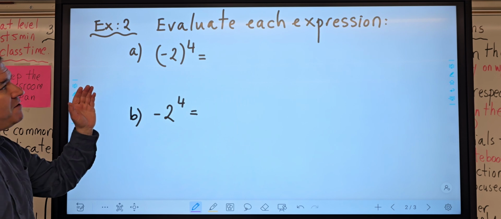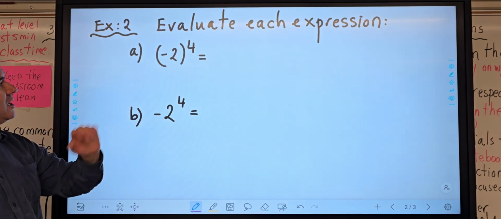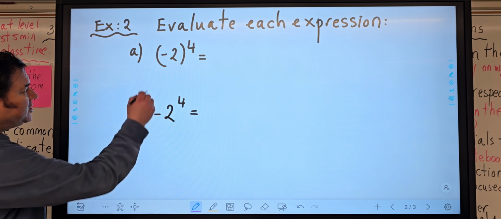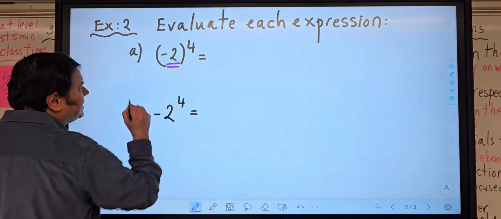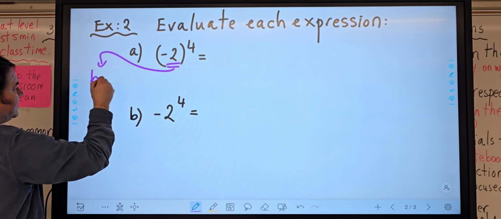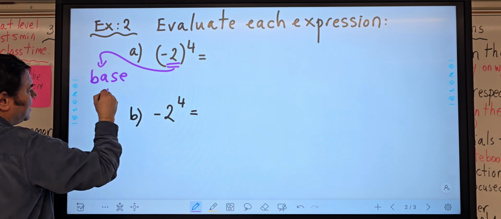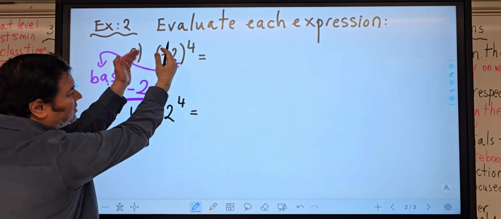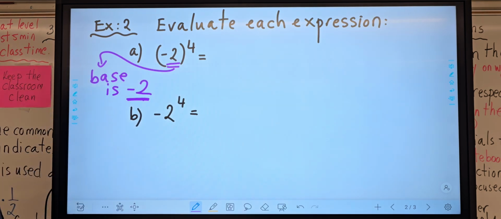Let's take a look at another example here. Here we have to evaluate each expression. And for the first one we have -4 in a parenthesis. Please remember that -2 is in a parenthesis, which means that the base is -2. So the base is -2 here because it's surrounded by parentheses.